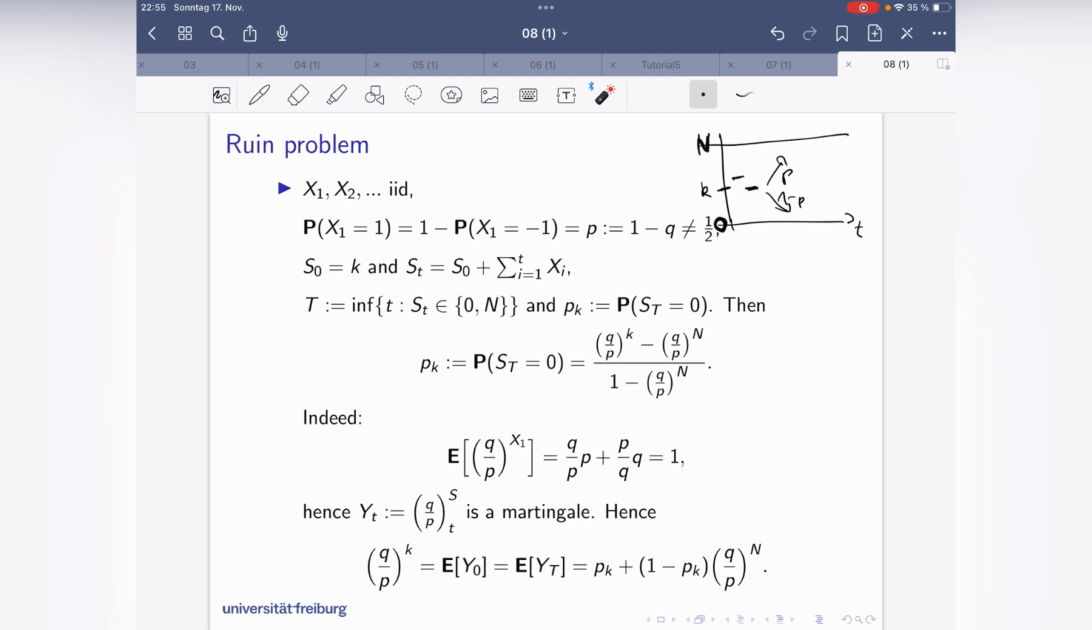And that means you start the martingale at q over p to the power of k. Since it's a martingale, the expectation is constant, which means it's the same at time 0 and at time T. But at time T, its expectation is, well, you're either bankrupt, probability p_k. If you're bankrupt, you have 0 here, which means you have 1 here. Or you're not bankrupt, you have N, then you have q over p to the power of N. Okay, and then you can solve this equation here for p_k, and you get exactly this formula here. So that's the ruin problem.